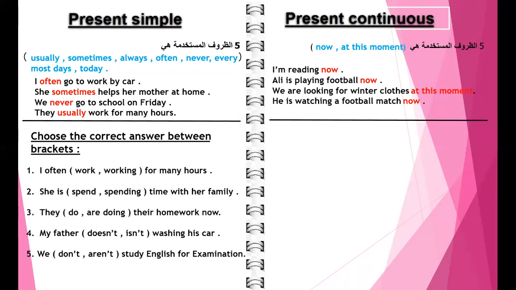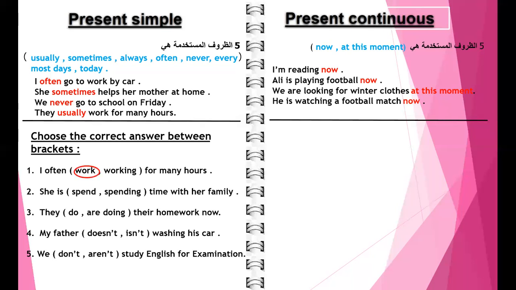عندي بعض التدريبات أو الأسئلة الوزارية على present simple and present continuous. Choose the correct answer between brackets. I often work or working for many hours. بما أنه أنا أشوف في الجملة عندي كلمة often إذا الزمن هو present simple. So the answer will be I often work.